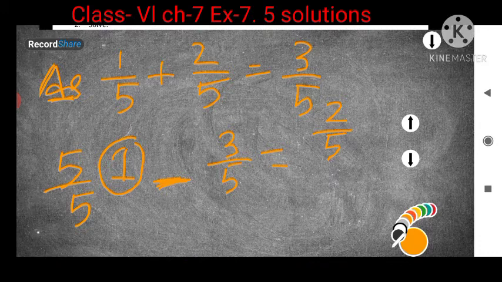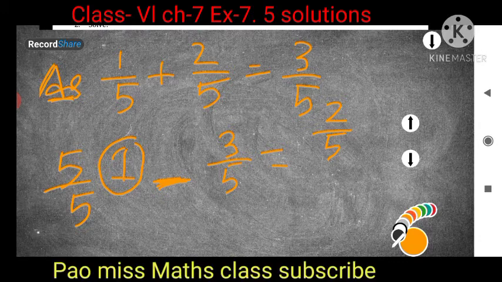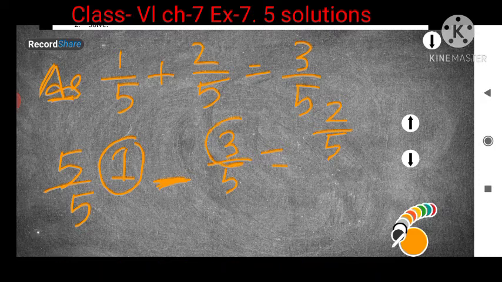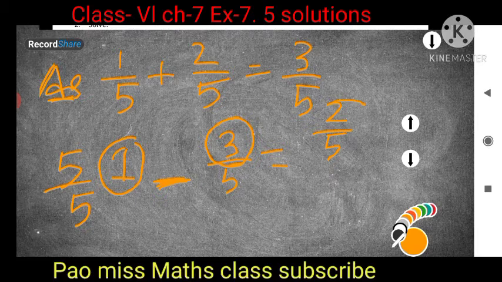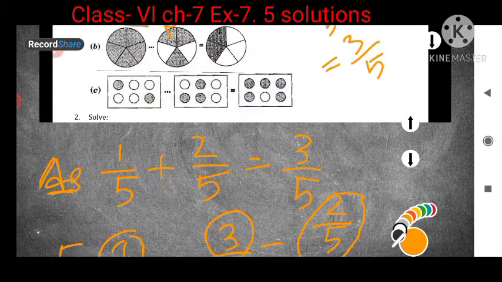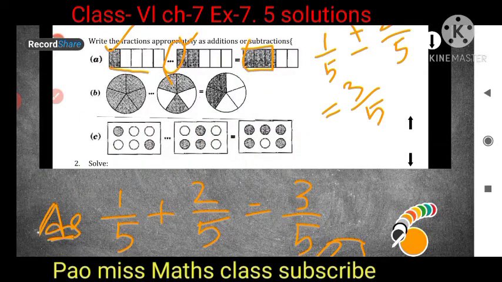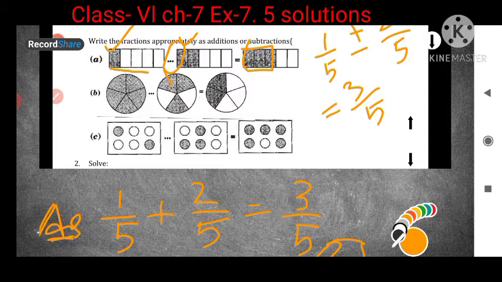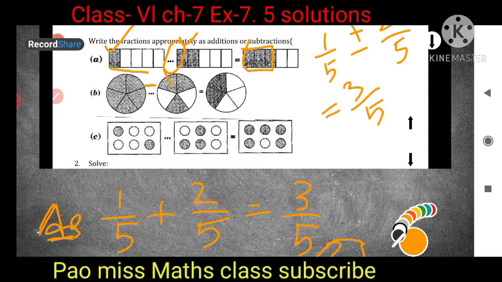Okay, you have a total of 5 pieces, and from 5 pieces you have subtracted how many pieces? 3 pieces. Then what will remain? 2 pieces will remain, isn't it? That is why the required fraction will be 2 upon 5. So I hope you have understood. 1 means 5 upon 5. You can see the picture also. Here 5 parts are there. From 5 parts we have taken away 3 parts, so it becomes 2 parts. So here minus will come.